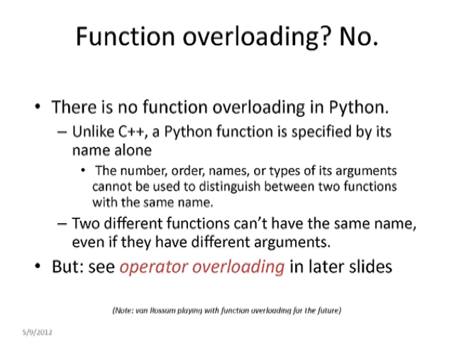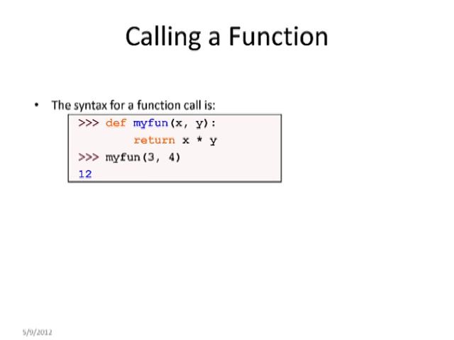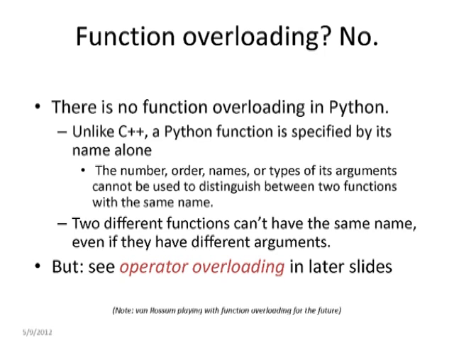Also, the prototype of a function is not important in Python, only the function name is important. So you can't have any other function named myfun with a different number of arguments or different type of argument, because type doesn't matter in Python, and the number of arguments doesn't matter either. So function overloading is not supported in Python. Operator overloading is supported because the data type changes for each variable.